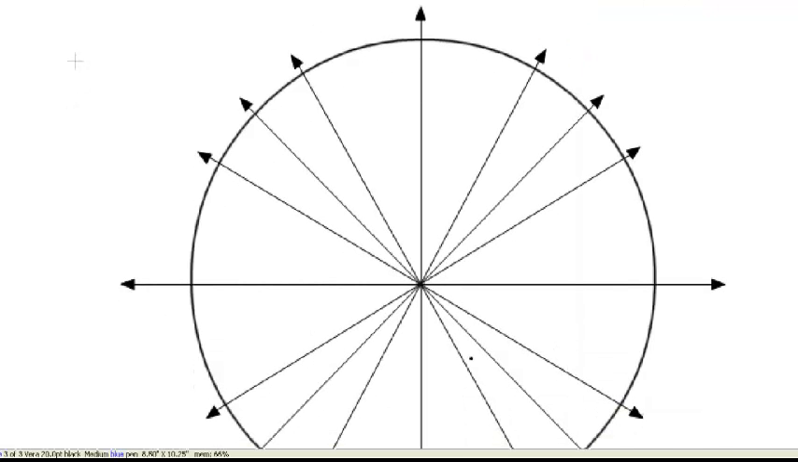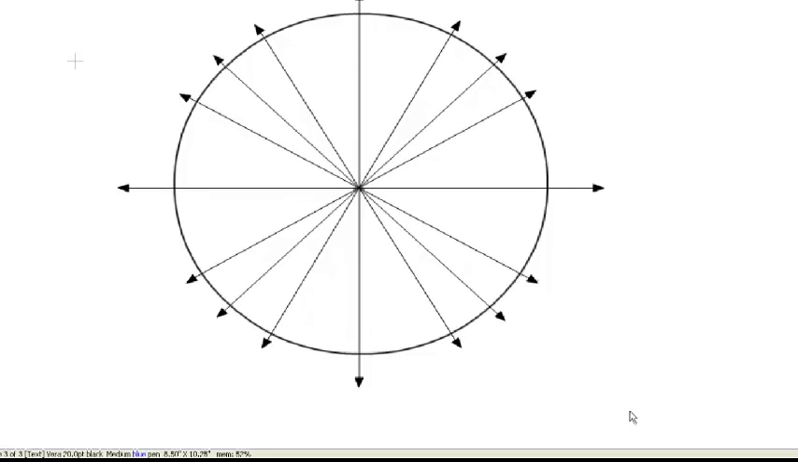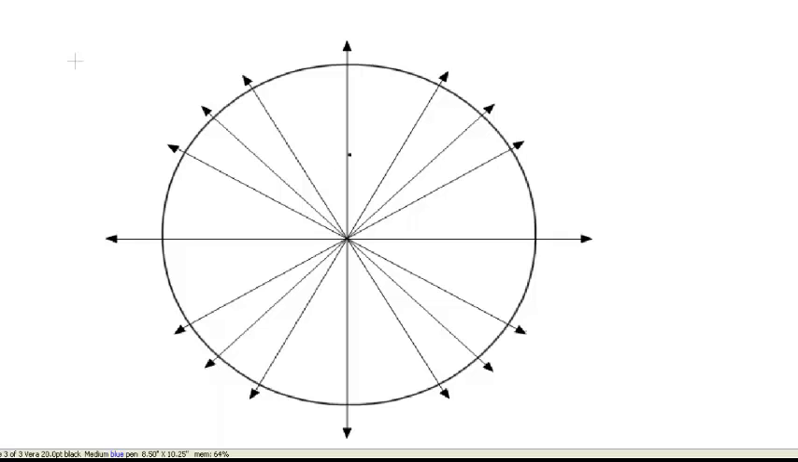Okay, so I have this coordinate system here drawn, and let me resize this for just a minute so I can get it all on the screen. Okay. So what we have here now is a way to think about counting the unit circle. So you really do need to have the unit circle memorized.